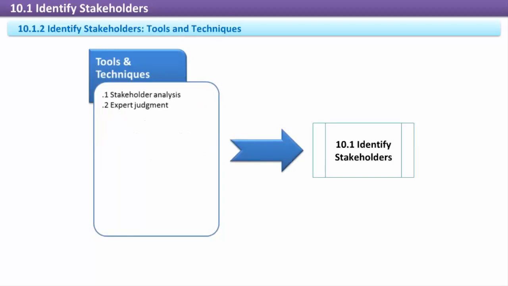Identify stakeholders. Tools and techniques. Stakeholder analysis. Stakeholder analysis uses a variety of techniques to qualitatively and quantitatively identify the interest, expectations, influences, and needs of stakeholders. Expert judgment. Expert judgment is used to assess the interests, influences, and power of stakeholders.